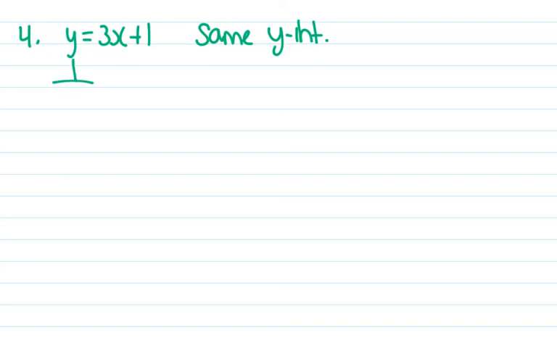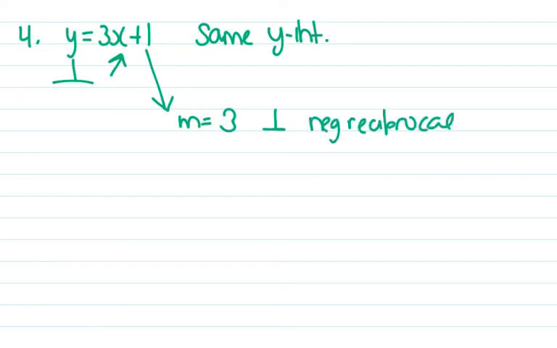And number 4. Determine the equation of the line that is perpendicular to y equals 3x plus 1 and has the same y-intercept. Okay, so it's perpendicular to this line and it has the same y-intercept. So the slope of the line they give us is 3. The perpendicular slope would be the negative reciprocal. The negative reciprocal of 3.